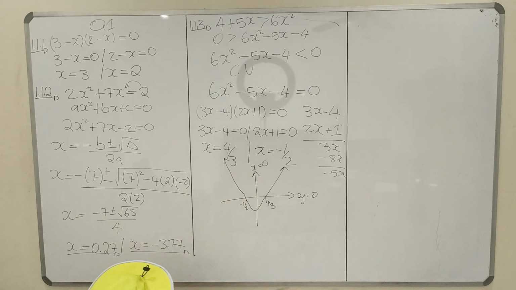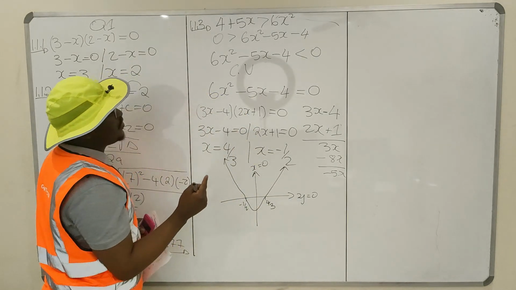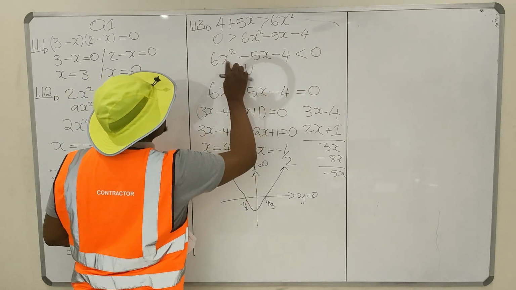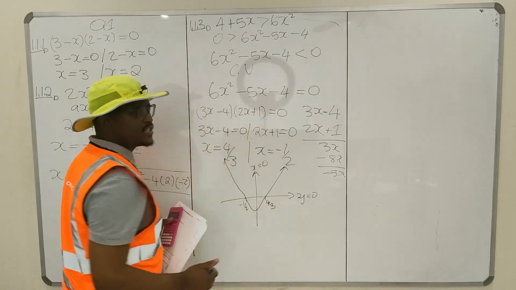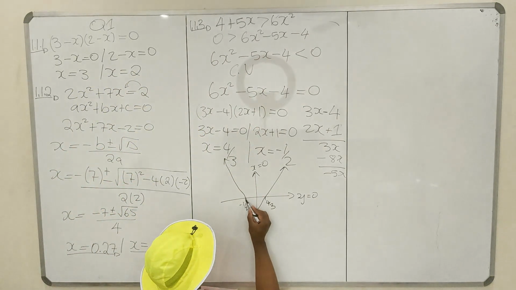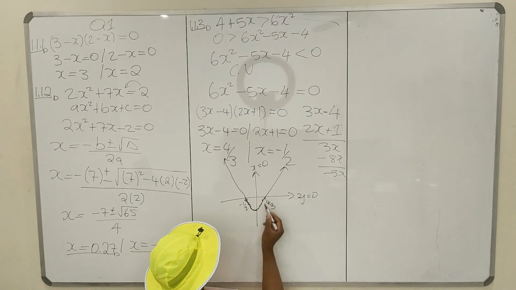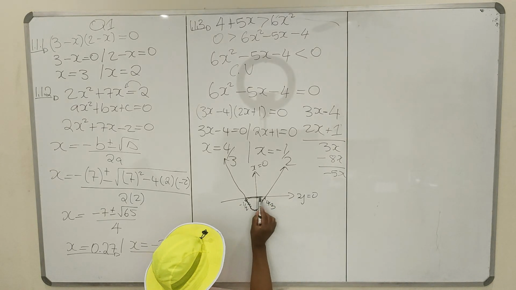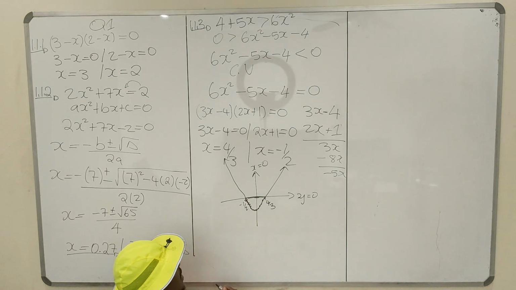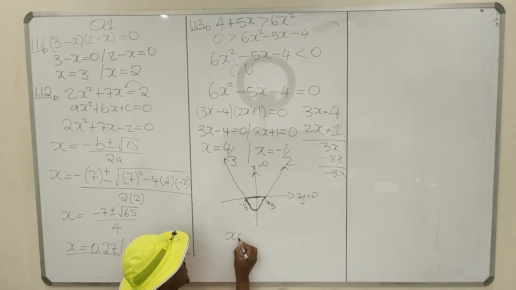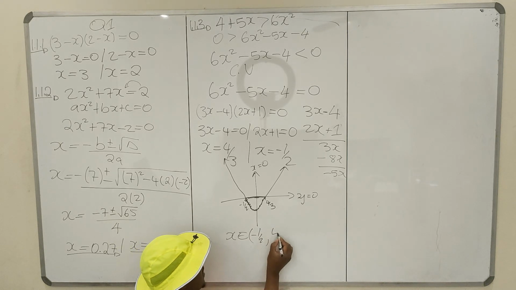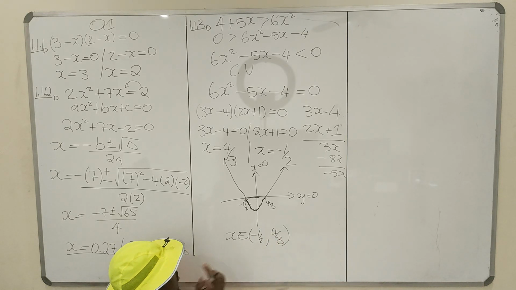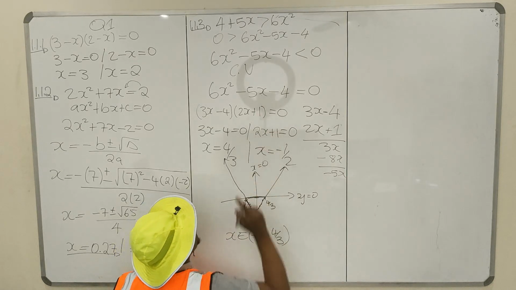So you want the x values where your parabola is less than 0. You want the values of x where your parabola is below 0, which is negative. Where is it negative? It's negative here, right? So where are the corresponding x values? These are the corresponding x values between minus 1 over 2 and 4 over 3. So your solution will be x is an element, which is x is between minus 1 over 2 and 4 over 3. You use round brackets because the endpoints are not included.